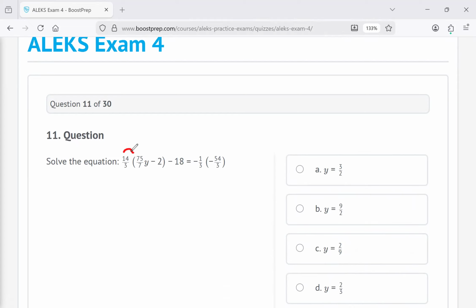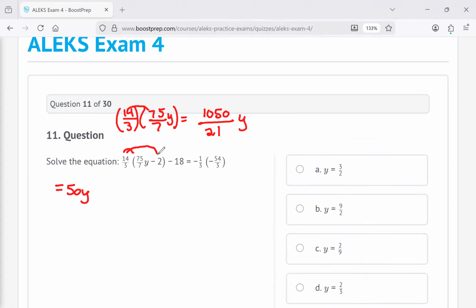So what is 14 thirds times 7.5y? So if you get confused, write it out. 14 thirds times 75 over 7. You just remember, when you're multiplying fractions, multiply across. So 14 times 75 is 1050. 7 times 3 is 21. And then we have a y. So 1050 divided by 21 is 50. So that's 50y.